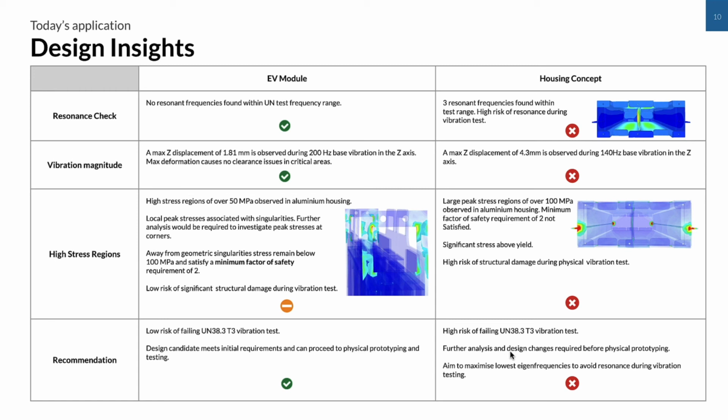So the aim of the design revision should be to maximize the lowest eigenfrequencies, to move the eigenfrequencies beyond the 200 hertz limit, and that way we'd avoid resonance altogether.